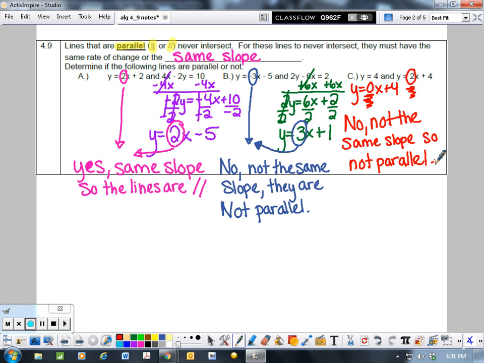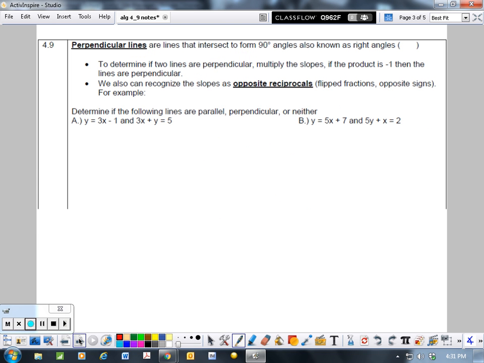Okay, so now we have another case that we're going to talk about. And these are perpendicular lines. Now, perpendicular lines are lines that intersect to form 90-degree angles. And they're also known as right angles. They kind of look like this. That's a 90-degree angle. We typically put a box in it to indicate that it's a right angle or a 90-degree angle. So when we look at perpendicular lines, they're going to be lines that would cross like this, or even cross like this, so that way this is really a 90-degree angle.